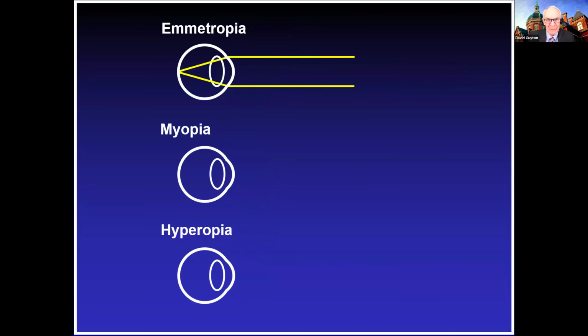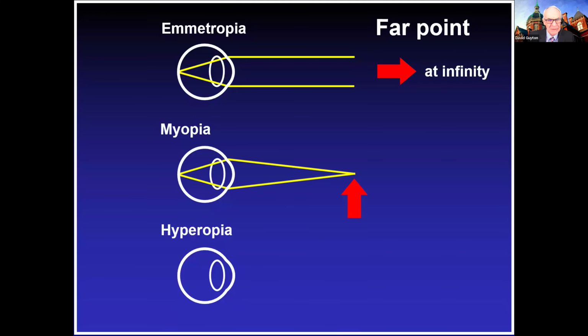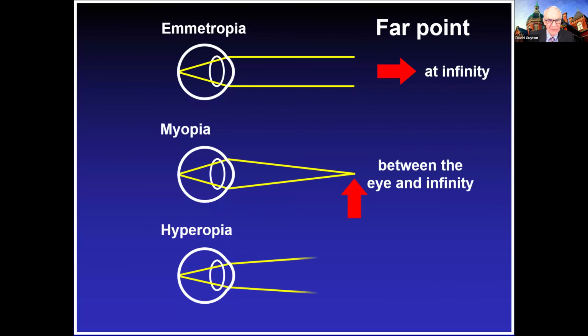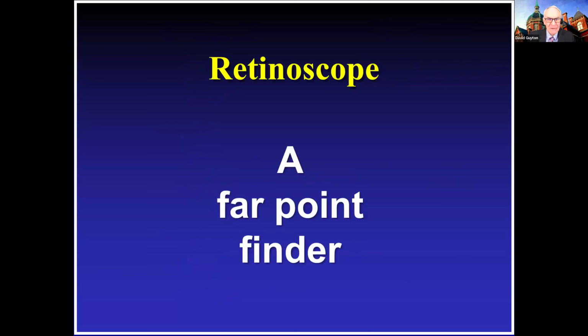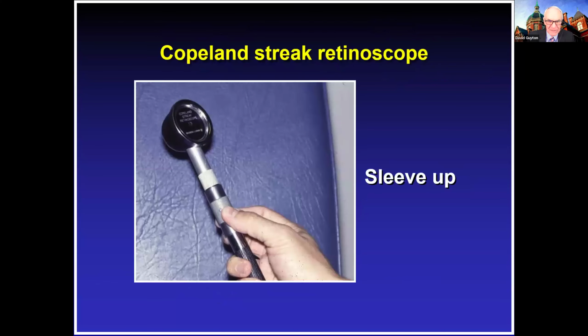If there's no accommodation happening, this shows us the far point. And the far point of an emmetropic eye is at infinity. For a myopic eye, it is between the eye and infinity. And with the hyperopic eye, the far point is actually a virtual one beyond infinity, which sneaks up on us from behind. Okay, so the retinoscope has often been called a far point finder, because when you move the peephole of the retinoscope to where the patient is focused, or you move that point of focus to the peephole, this very critical neutralization reflex is seen, which tells us that's where the patient is looking. Let's see how that works.